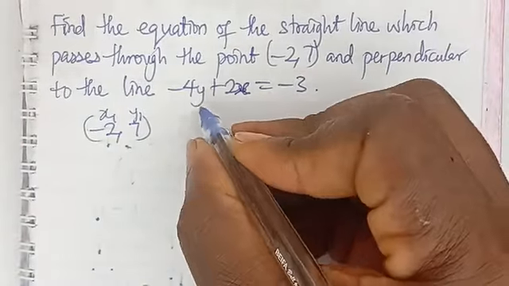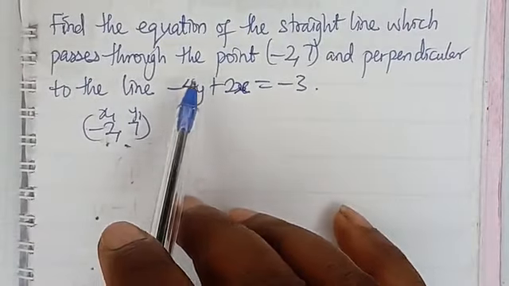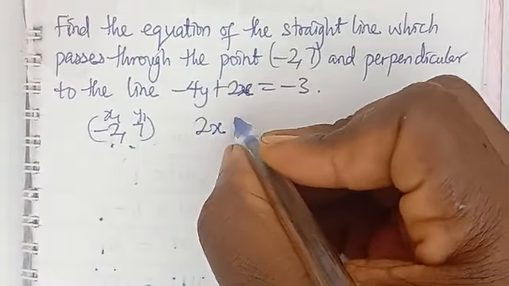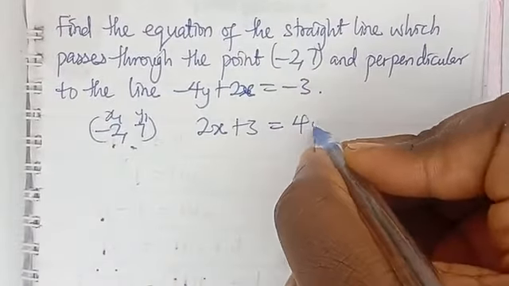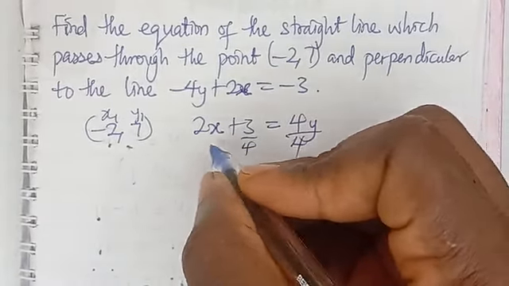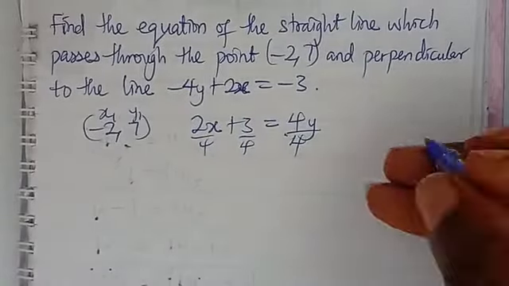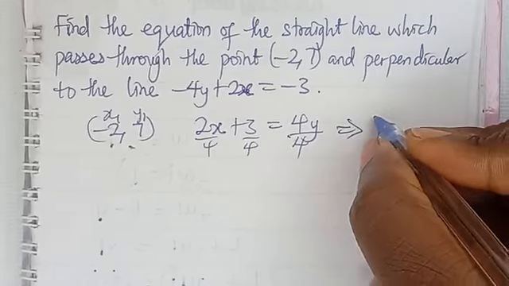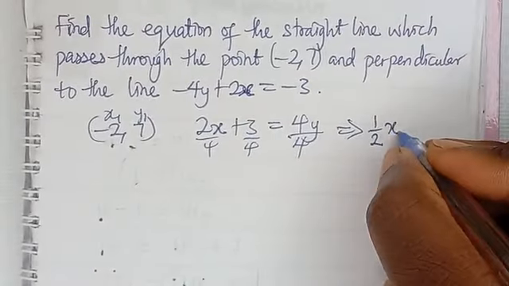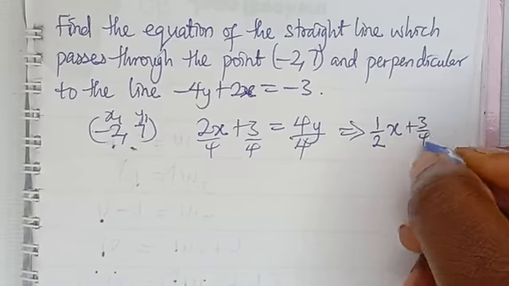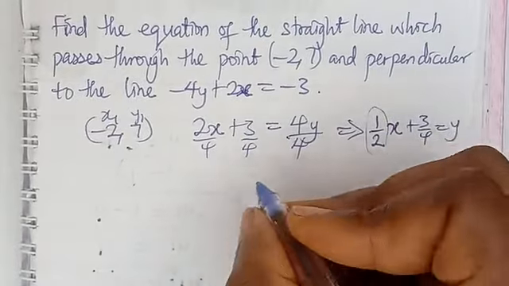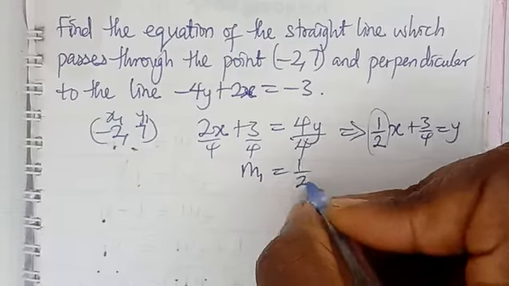Since y is negative on this side, let us send it across to this side. We have 2x, and the negative 3 crosses over to be plus 3, equal to 4y, right? We now divide everything by 4. So when we do that, to reduce this to the lowest terms, we are going to have half of x plus 3 over 4 is equal to y. So we can see that this is the gradient of this line, so that m1 is equal to half.